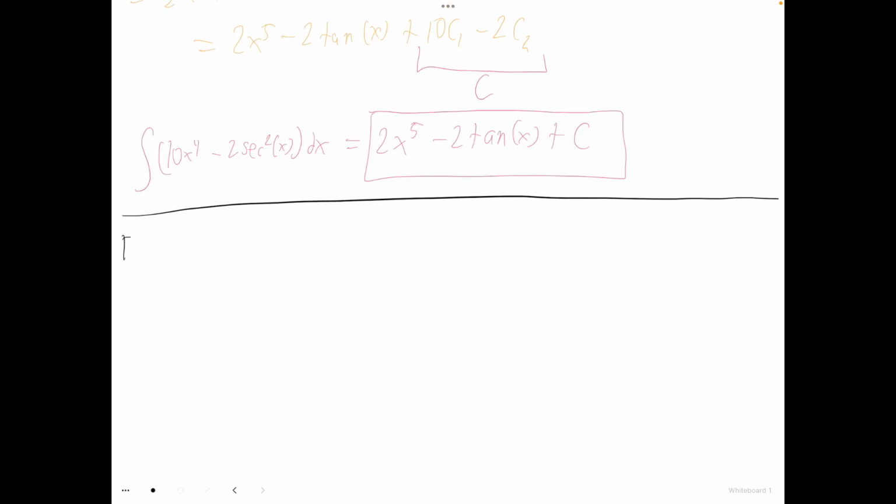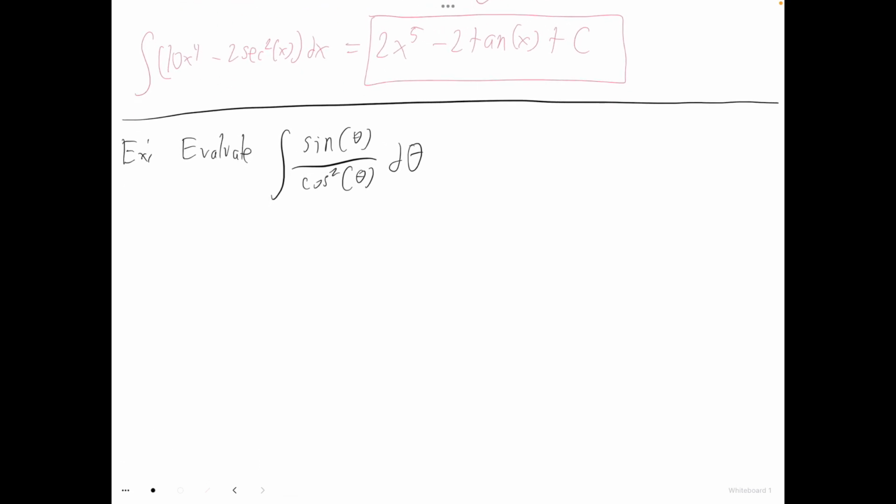Okay, next, we want to evaluate the integral of sine of theta divided by cosine squared of theta, d theta. So we want to compute this indefinite integral. Well, for this indefinite integral, we don't immediately know the antiderivative. We don't immediately know the answer.